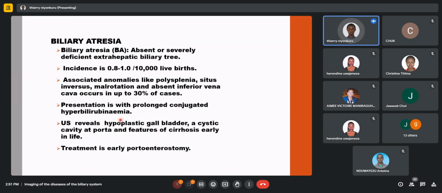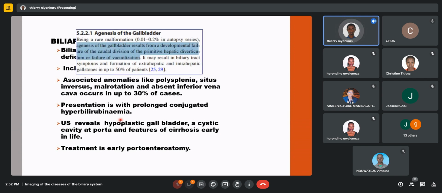So for biliary atresia, it is absent or severely deficient extrahepatic biliary ducts. It is less common. It happens in about 1 in 10,000 live births. It is associated with polysplenia, situs inversus or malrotation, and absent IVC in about 30% of cases. The patient usually presents with prolonged elevated conjugated hyperbilirubinemia. On ultrasound, we may see a hypoplastic gallbladder or a cystic cavity at the porta hepatis and features of cirrhosis in early life. As I said, it is a rare disorder.